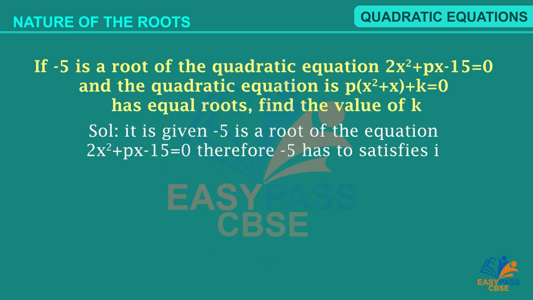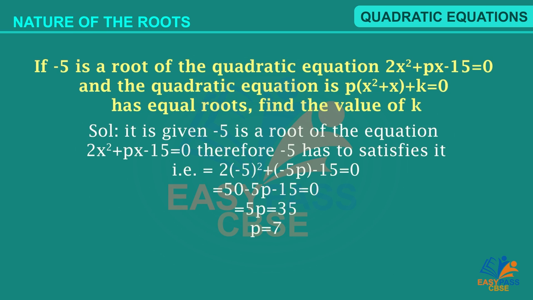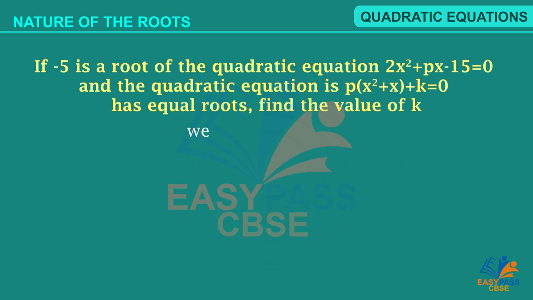Okay, it's given minus 5 is the root of the equation 2x square plus px minus 15 equal 0. Put x equal to minus 5, you have 2 times of minus 5 whole square plus minus 5 times of p minus 15 equal 0. On simplification, we get p is equal to 7. So the second equation will become 7 times of x square plus x plus k equal to 0, or 7x square plus 7x plus k equal to 0.